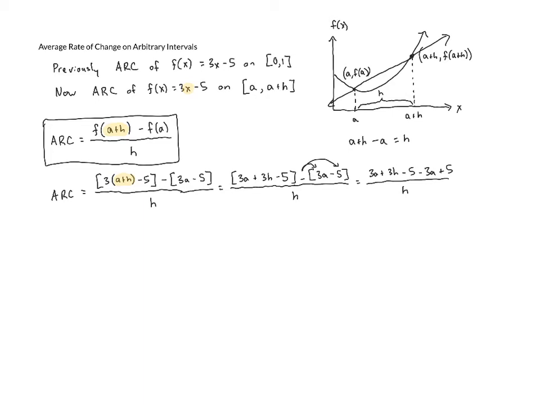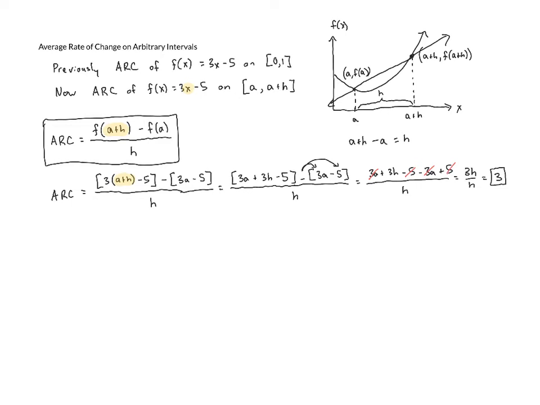Now we have some canceling that occurs. We've got positive 3a and negative 3a. We've got negative 5 and positive 5. And when we cancel those out, we're left with 3h over h. And 3h divided by h is 3. So the average rate of change on this arbitrary interval is going to be 3.